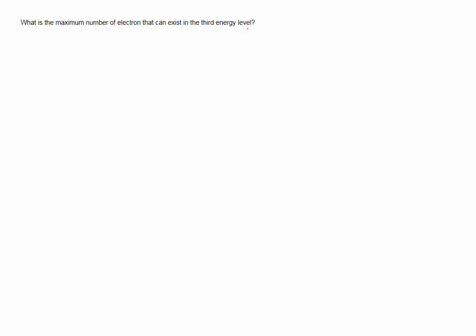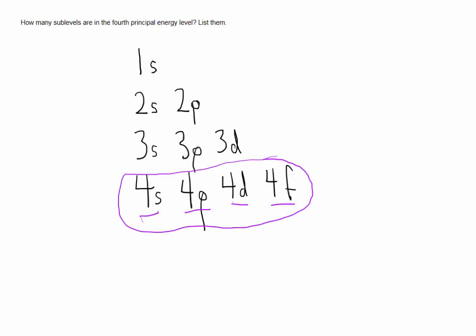What is the maximum number of electrons that can exist in the 3rd energy level? So this is a throwback to our first question: how many sublevels are in the 3rd energy level? The 3rd energy level is made up of a 3s, 3p, and a 3d. If you keep that in mind, then it's really easy to answer this question. So 3s, that holds how many electrons? Every s sublevel holds 2 electrons.